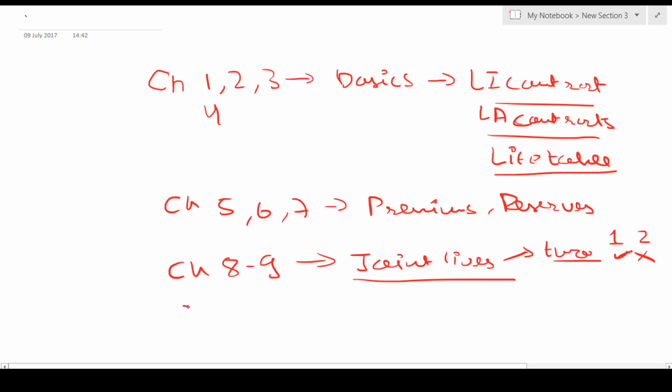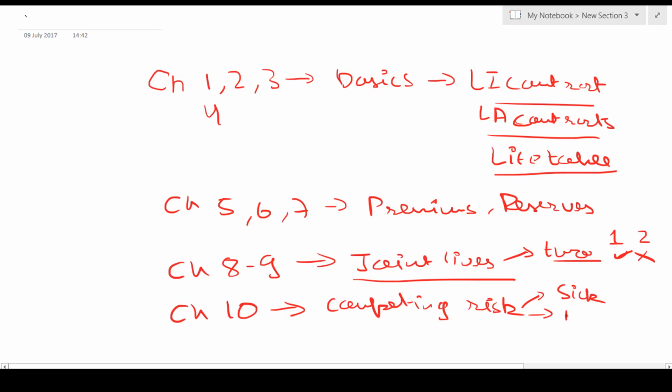If I talk about chapter 10, this comprises competing risks. So far we have just talked about the risk of death. Now there will be more risks to a particular population. If I talk about a person, he can get sick, they can exit a population by getting married, they can retire, and a couple of other things can happen to a person.